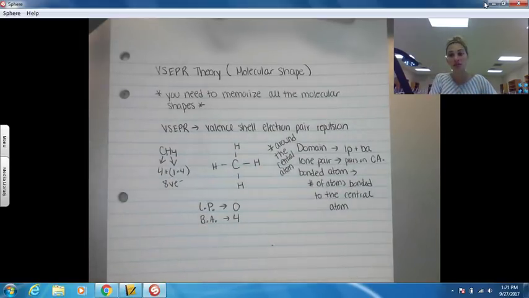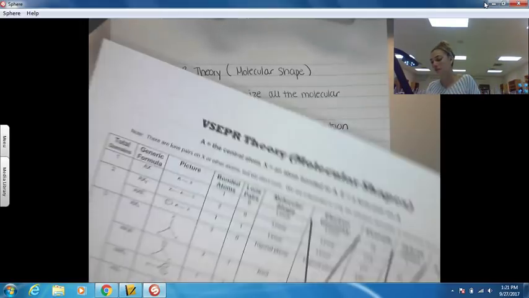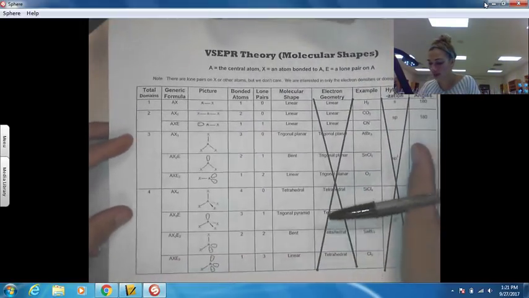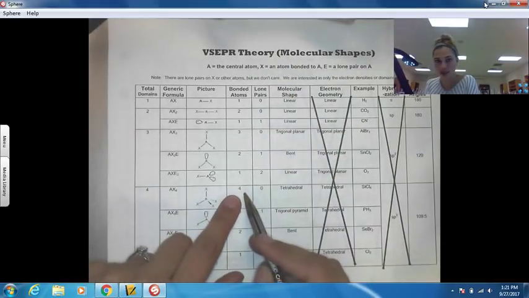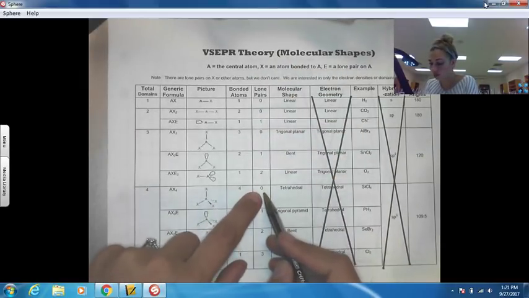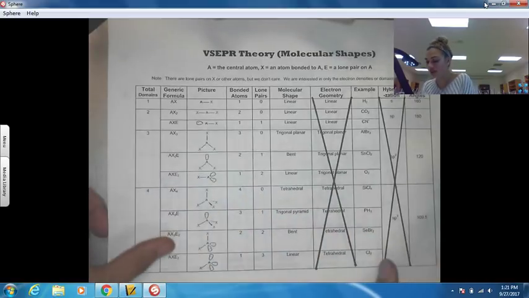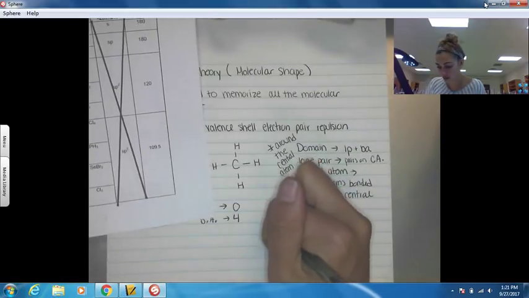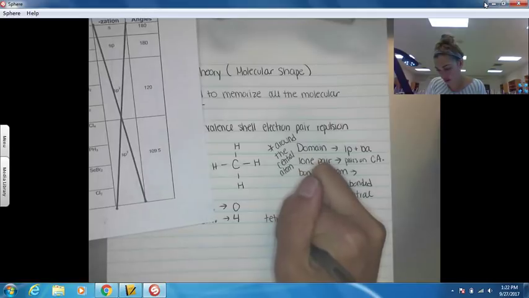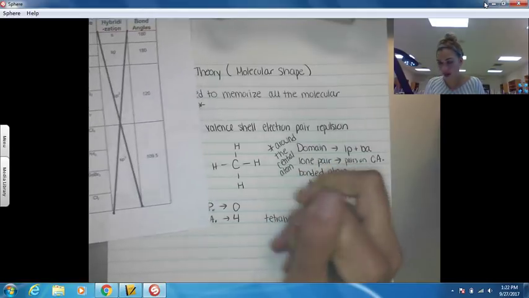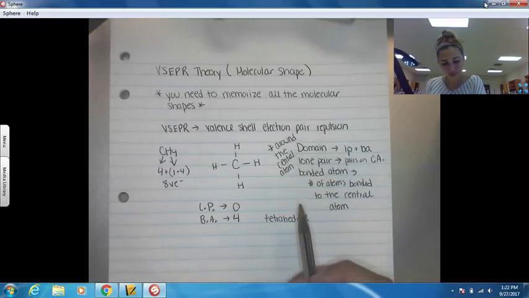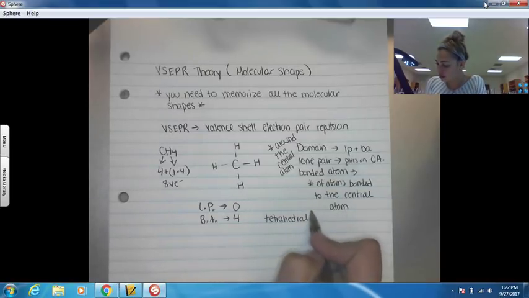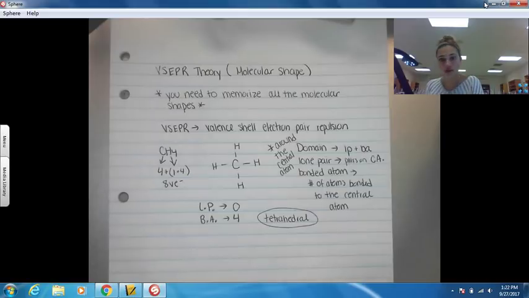So until you have these memorized, you can look at your chart and say, all right, the first thing is bonded atoms. So I have 4 bonded atoms and no lone pairs. So that is called a tetrahedral. Now keep in mind that all of these shapes are 3-dimensional. So a tetrahedral would be the molecular shape.